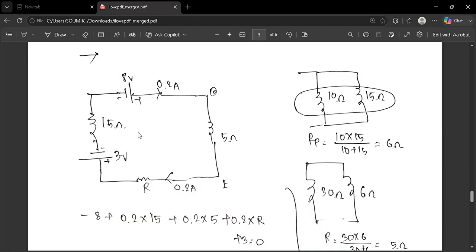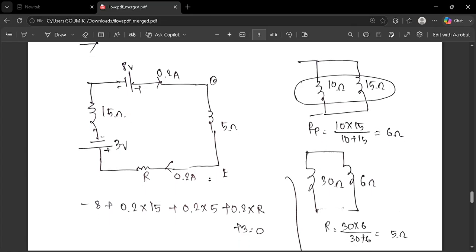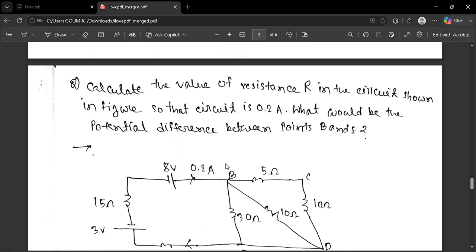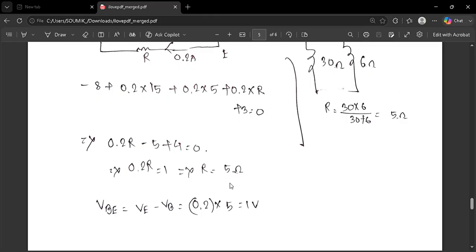So this is basically my sign convention rule. This is -8, and in the clockwise direction of the current, the positive sign is present here. So this is +3, and the rest is just I into R. From this equation, I is equal to 0.2. We can calculate the unknown resistance R.